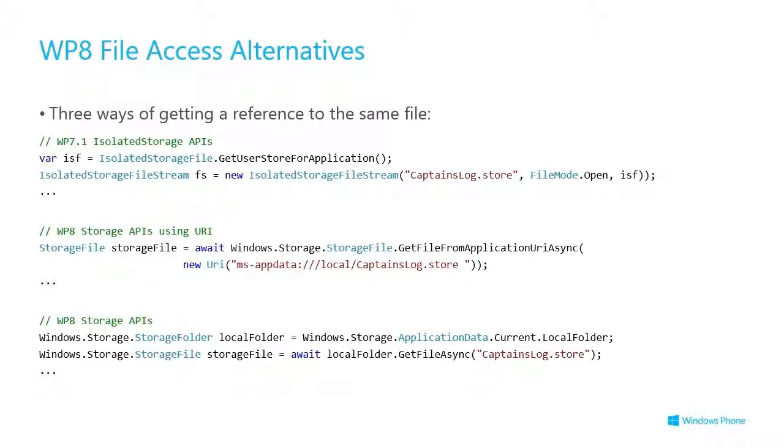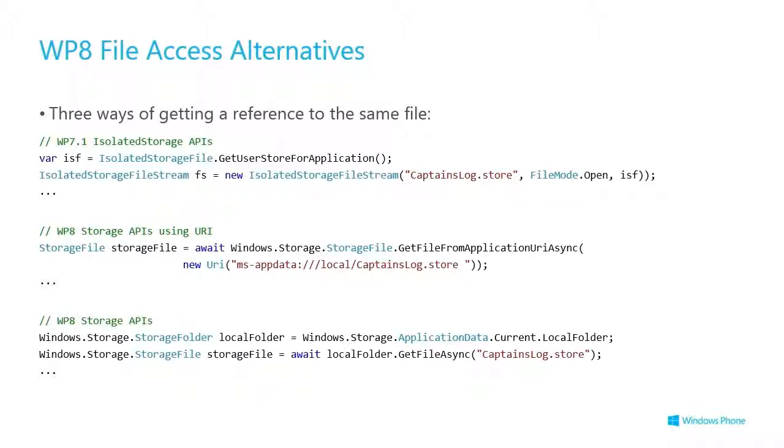Three ways to reference the same file. So there's the old school, but currently still relevant, isolated storage way to get to that same file, get user store for application to get a reference to a particular file and to open it. Then there's the new URI-friendly Windows 8 style of working with storage file to open that. And then there's some storage APIs that maybe look a lot more similar to how you worked with isolated storage, where you access that local folder to get it currently and then to open those files.